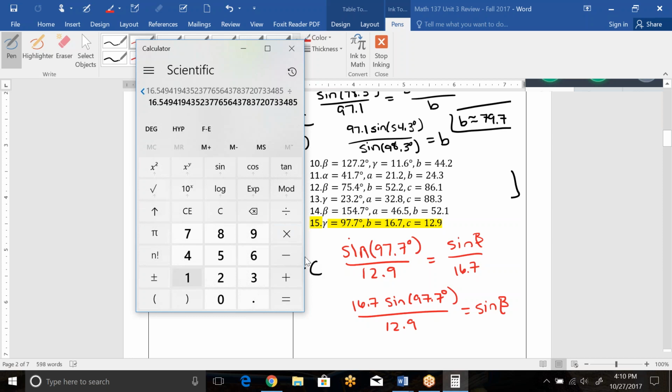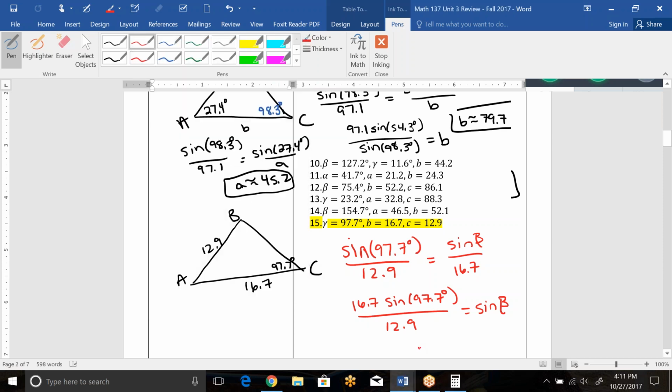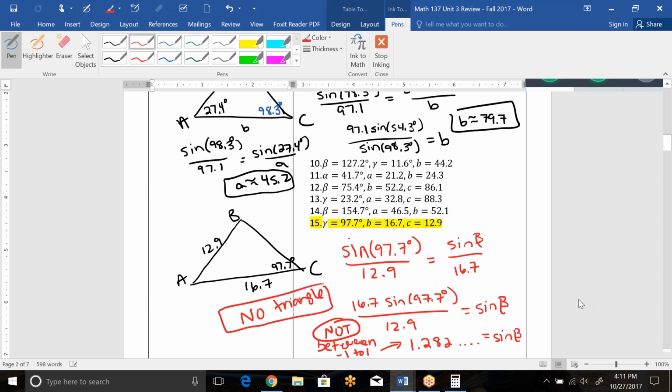And then divide that by 12.9. And notice we get 1.282... So sine has to be between -1 and 1, and this is not. So that means there is no triangle that exists with these characteristics.